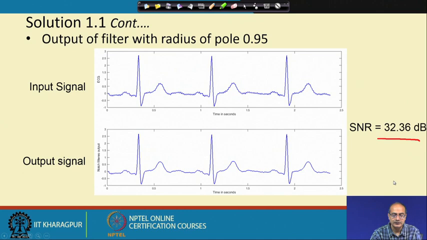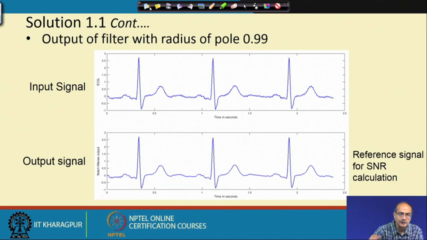And at the end, we have the reference one, which we have taken as the best output, for which 0.99 would be the pole location. So, we get the results, and now let us make some observations.